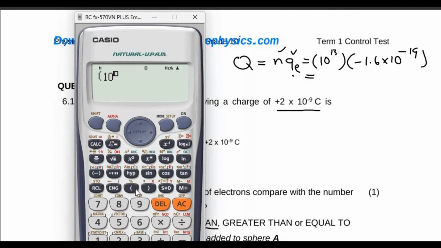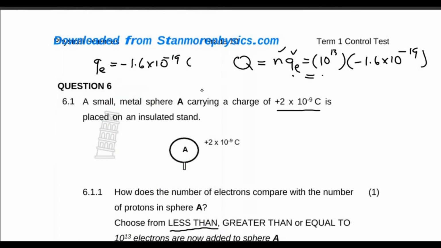So we have 10 raised to the power of 13 multiplied by minus 1.6 multiplied by 10 raised to the power of minus 19. I like using brackets. It just helps to keep in check, to make sure that I don't get the incorrect value. It's 1.6 multiplied by 10 raised to the power of minus 6 coulombs.